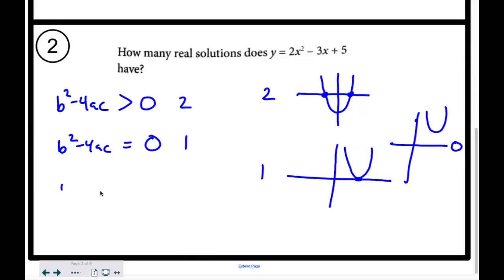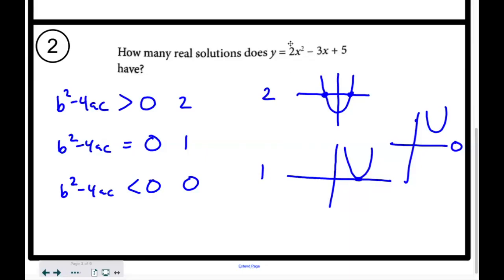Or b squared minus 4ac is less than zero, and that's going to be negative, and you can't square root a negative and get a real value, so that'll be no solutions. So either throw it into Desmos and see how many x-intercepts it has, or use the discriminant. I know we all know how to plug into Desmos, and that might be faster for you, but I just want to show you how quickly we can also just do the discriminant.